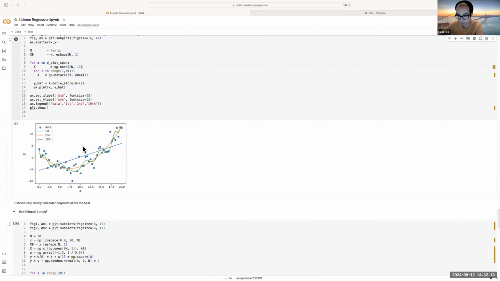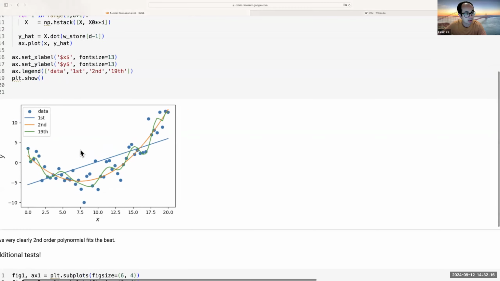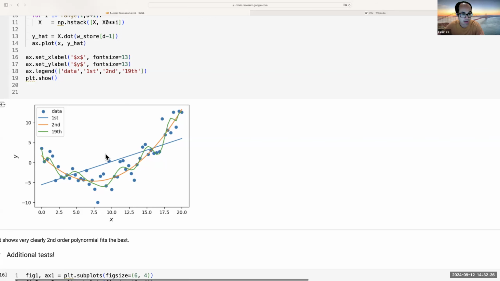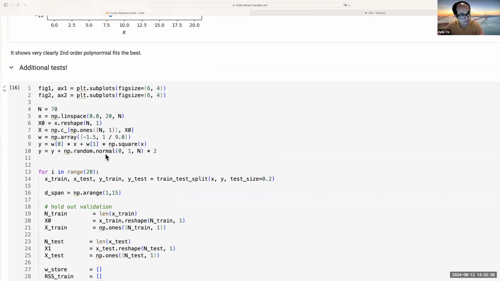Okay, right here. You can see for a straight line, it doesn't fit very well. With a quadratic, you can see it fits very well. And for the 19th degree, it has a lot of wiggling here, which is unnecessary. So that's why it creates overfitting issues.